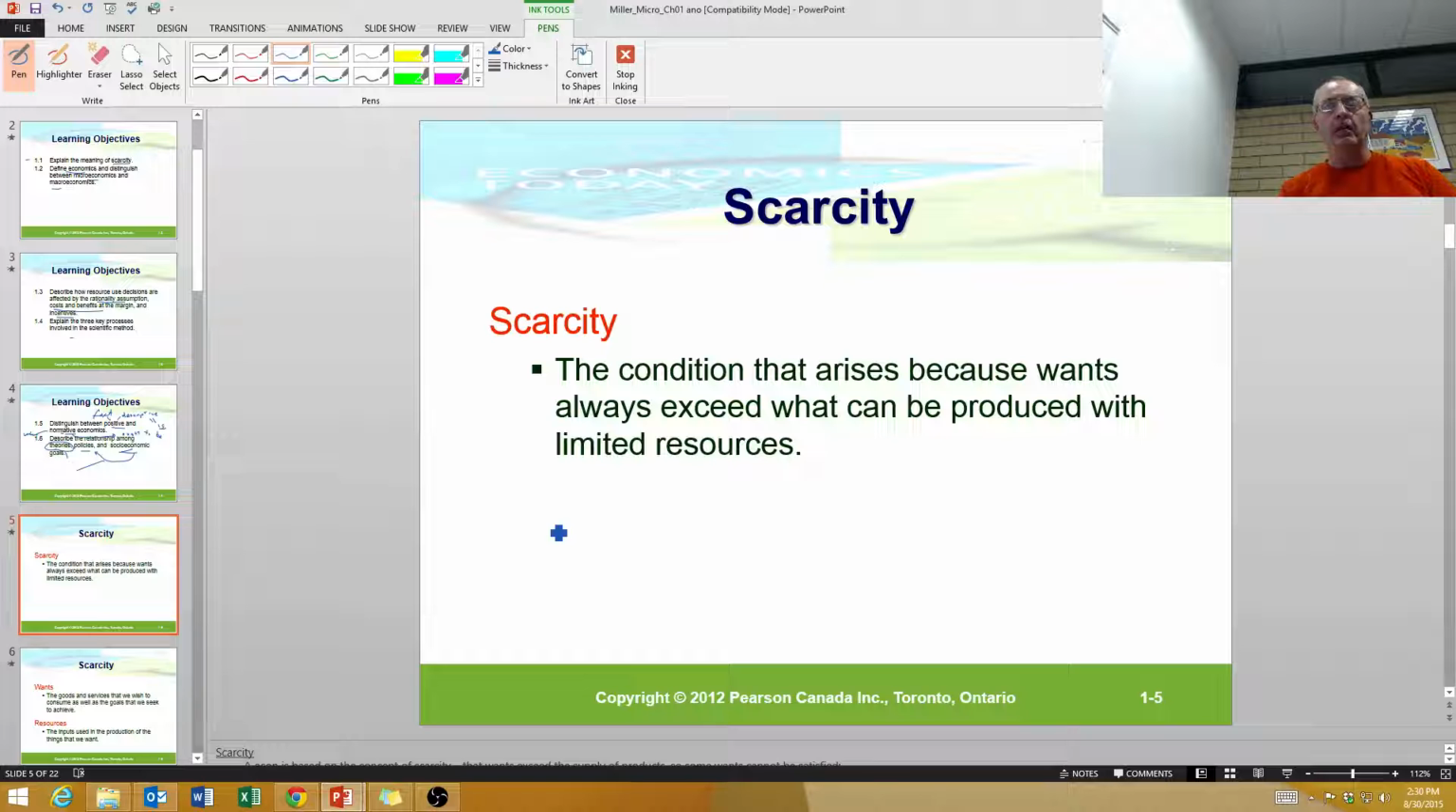And the book points out that scarcity is not the same as poverty. We come to poverty a little bit later in the course. Poverty means having insufficient income to afford the necessities of life. You don't have enough money to purchase food, clothing, and shelter. Whereas scarcity is present at all strata of society, whether amongst the poor or even the affluent. Even the affluent have wants that exceed their resources.